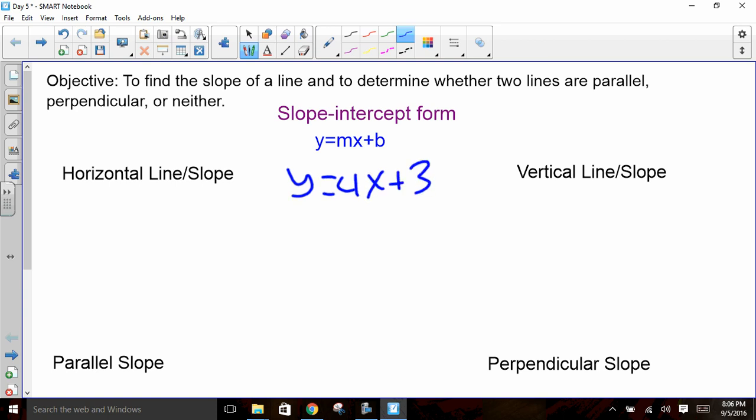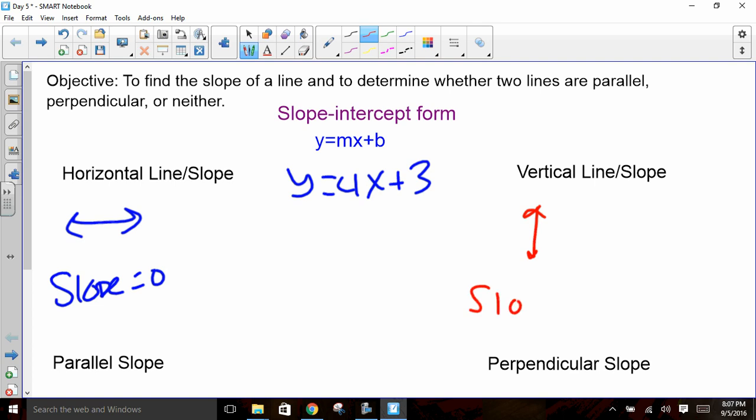So we saw horizontal lines the other day. That's where they're left to right. So the slope of a horizontal line will be 0. If you remember your slope formula, y's on top, y's are not changing, so you'll end up with 0 on top. Next is our vertical line. Again, that's where you go up and down. That's x equals something. Your slope here will be undefined.